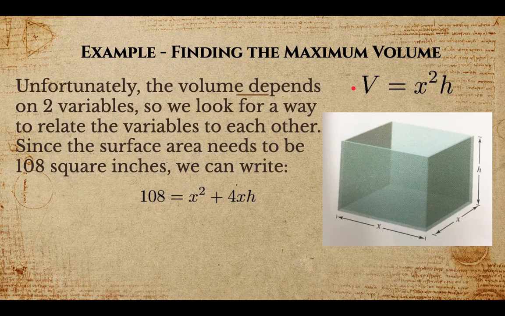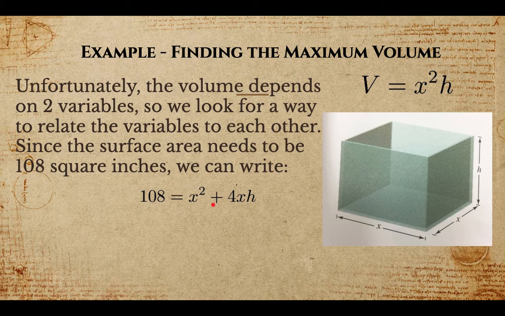However, it has two variables, x and h. And we're not doing a related rates problem here because we're not changing one to see how the other changes. So we need to get this down to one variable. That's where we use our constraint. We have 108 square inches, so that's the surface area. We take the base plus the 4 sides, and we get this formula for surface area, with x and h. We can write a relation between the two.